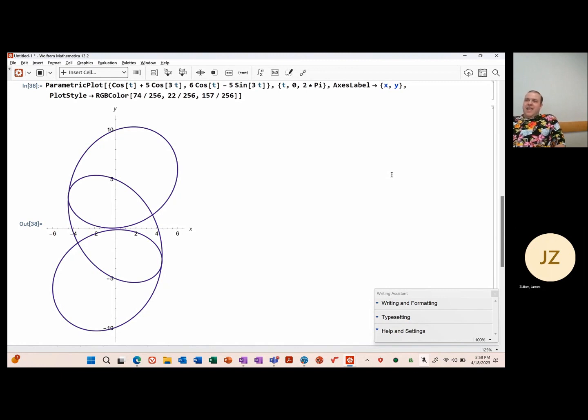So we're going to be now finding area for parametric curves or parametric regions. Do surface area too.